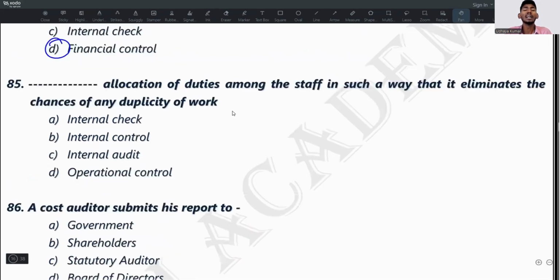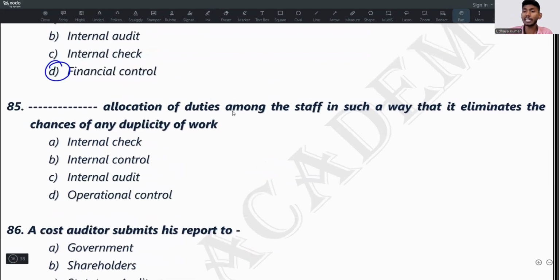So moving to question number 85, does allocation of duties among the staff in such a way that it eliminates the chances of any duplicity of work? We have discussed this by considering an interesting example. So the right answer is internal check. Internal check refers to the division of tasks and duties among staff in such a way that no single person is responsible for the entire transaction or process. Like the example we took in a bank, there will be check clearing. While clearing a check, multiple persons will be checking the work of others, right? This method helps prevent errors or fraud by ensuring that each person's work is checked by another, so that's reducing the chances of duplicity or manipulation. So the right answer is internal check.